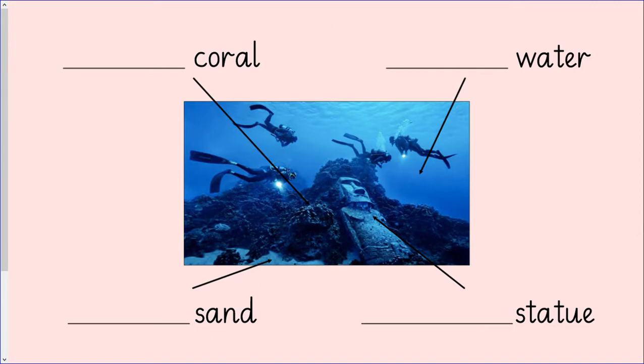I have chosen 4 words and I am going to think of adjectives to describe them. You will need to use lots of adjectives in your story to make it more exciting. Can you think of an adjective to write on each line? Pause the video while you think. Sharp coral, deep water, soft sand, mysterious statue.